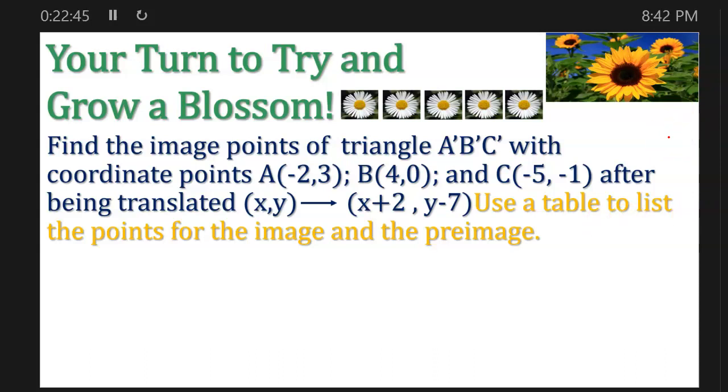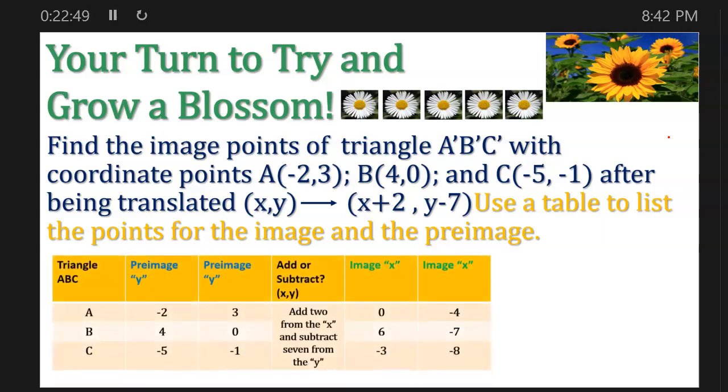1, 2, 3. All right, and this is something that you may have written down if you used a table. The pre-image points are here: (-2, 3), (4, 0), and (-5, -1). We have added 2 to every x and then subtracted 7 from every y. So our new points would be (0, -4), (6, -7), and (-3, -8).